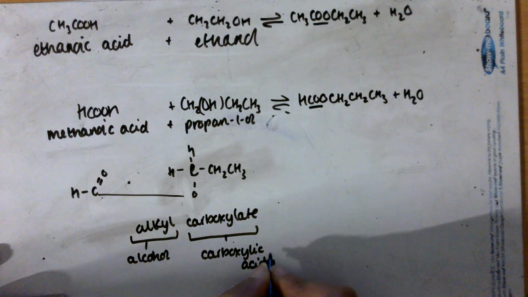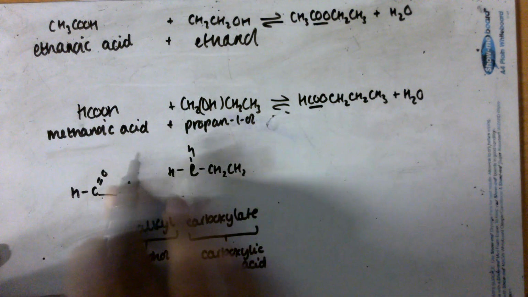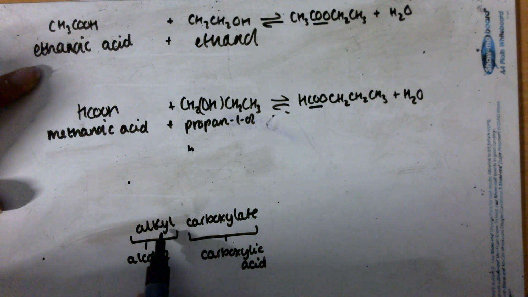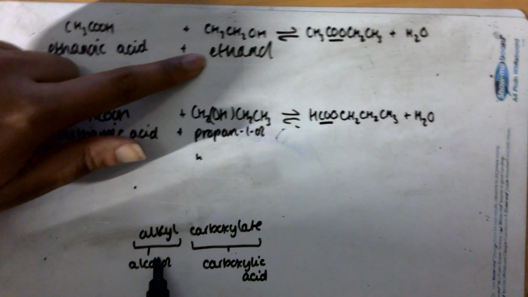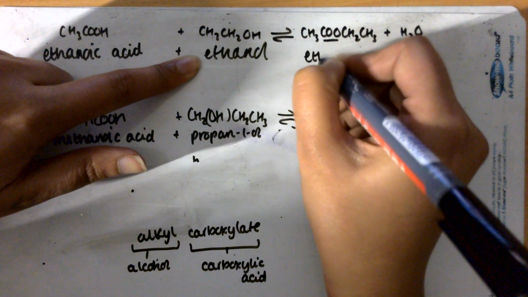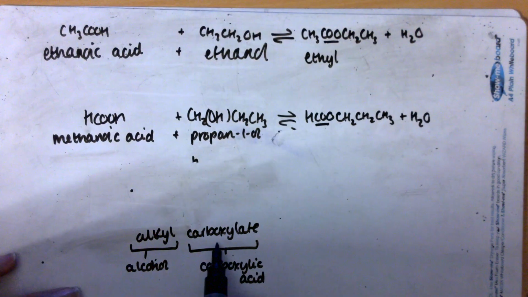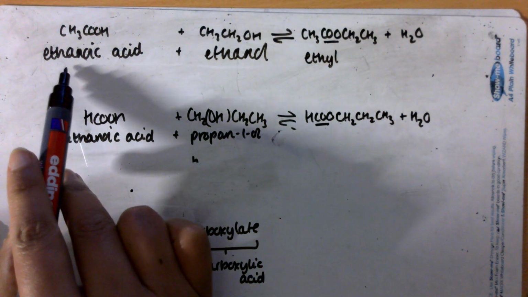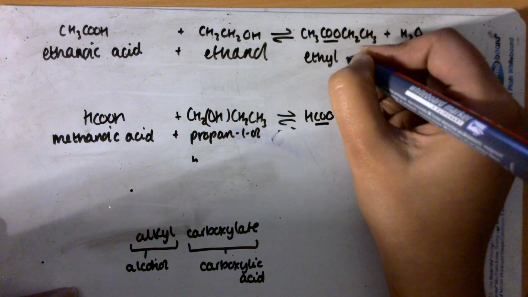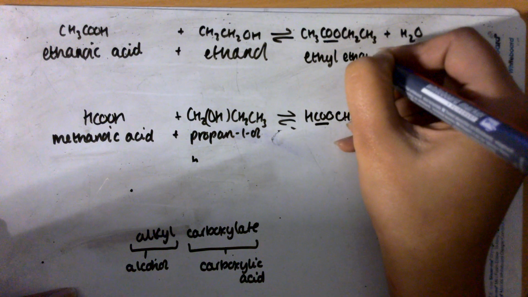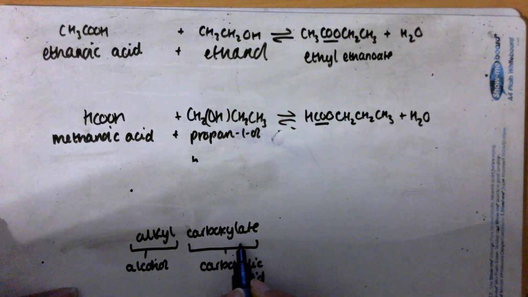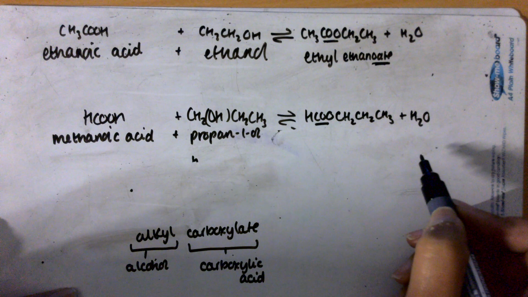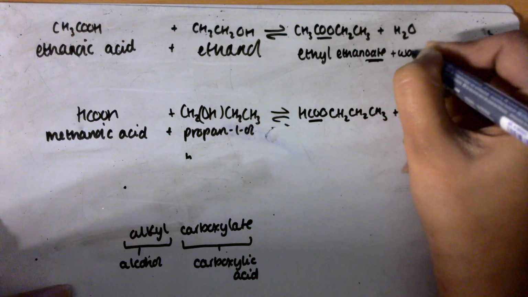So if we now apply that to the first example that we have up here. Well, the alcohol that I had was ethanol, so I'll form an ethyl. The carboxylate comes from our carboxylic acid. The carboxylic acid I had was ethanoic acid, so it's an ethanoate, because we end with our carboxylate. Similar to what we did in the last one, we know it's a carboxylate, it ends with -oate, plus water.